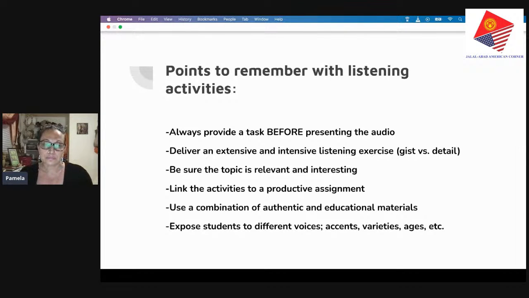But I think maybe with the accents, something fun like clips of TV shows, movies, or songs is a way to just expose them to being used to hearing that. But as far as getting them used to it in a more formal way, stick with one variety if they are very low level or very new to studying English.